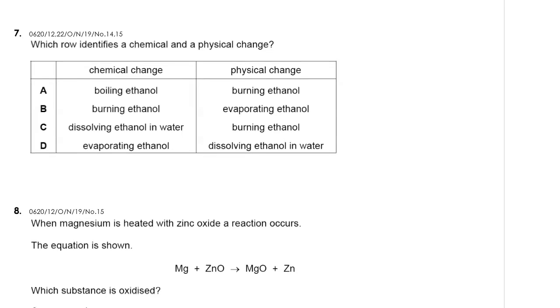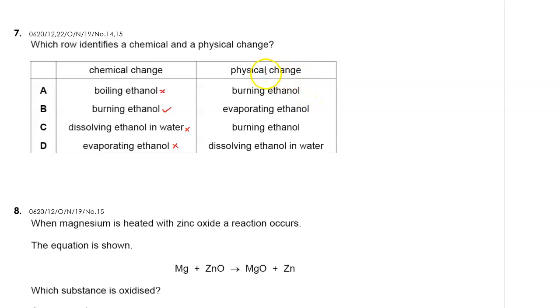Number 7. Which row identifies chemical and physical change? A chemical change. Boiling ethanol is not a chemical change. Burn ethanol is a chemical change. Dissolve ethanol in water, this is not a chemical change. And evaporate ethanol is not a chemical change. So apparently it looks like the answer is going to be B, but let's check.